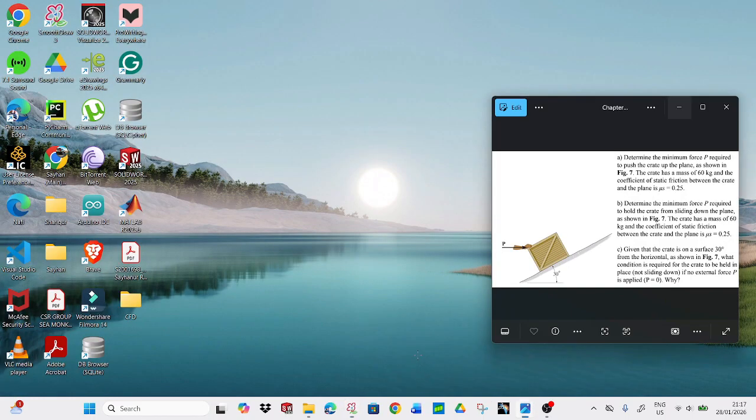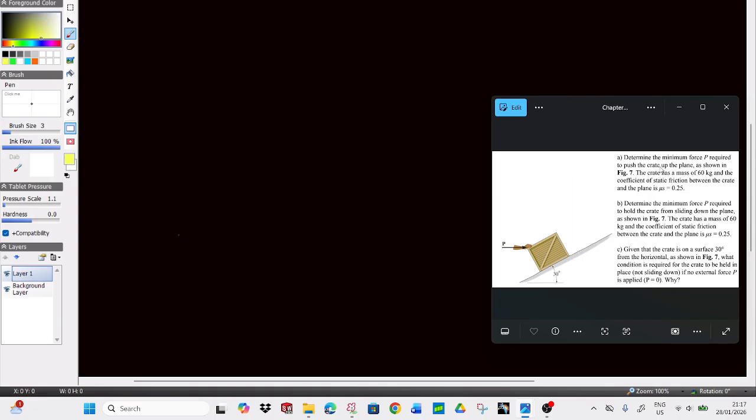So let's look at this first tutorial question. This question states to determine the minimum force P. This is our force P here. We're pushing our crate up a plane, as shown in this figure. The crate has a mass of 60 kg and the coefficient of static friction between the crate and the plane is 0.25. That's a given as μs already. So, to find this minimum force P.